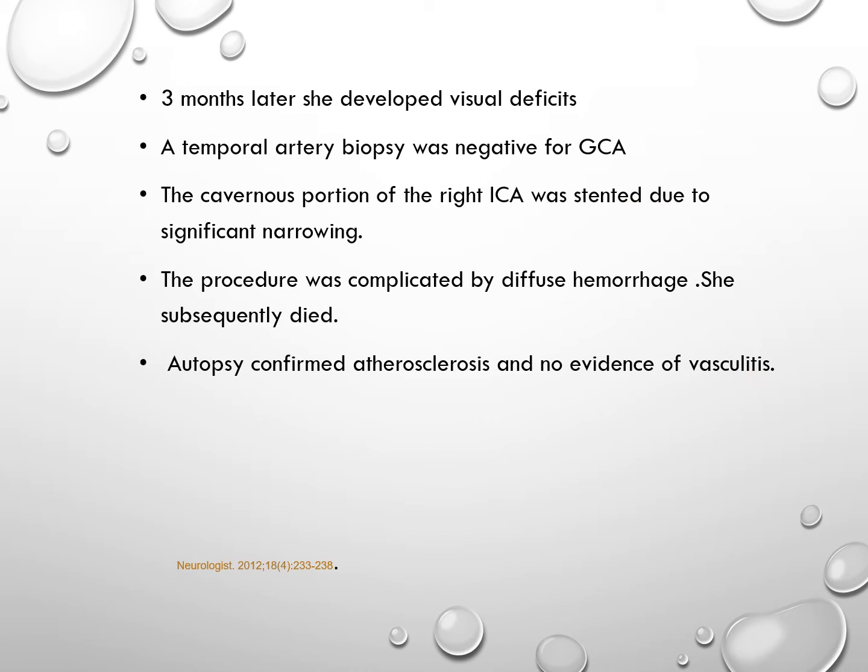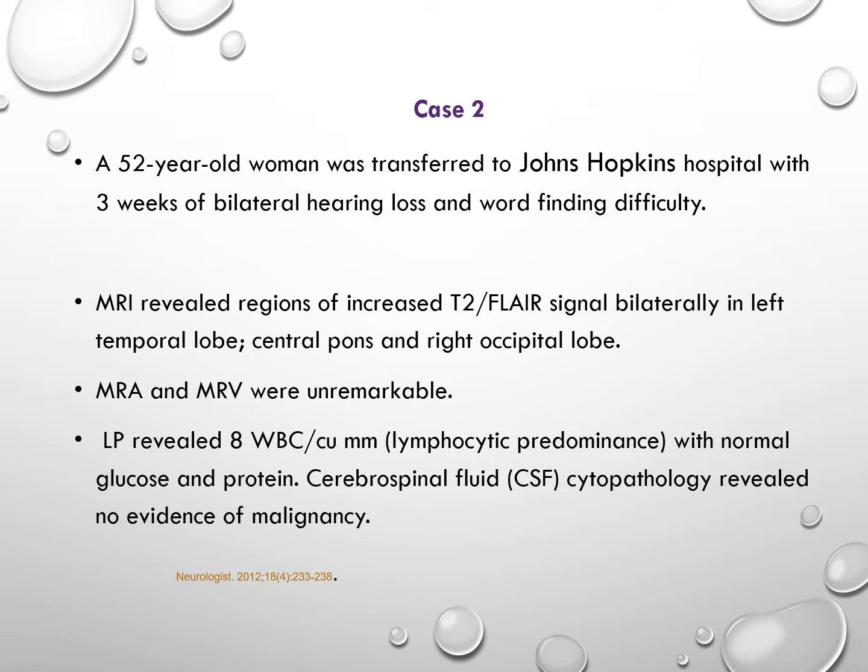Three months later, she developed a visual deficit. At that time, GCA was raised as a possible differential diagnosis. However, the biopsy showed negative results. She was treated by intervention through stenting of the internal carotid artery, and the procedure was complicated with diffuse hemorrhage, and unfortunately this lady passed away. The autopsy study of the previous lady showed that she had severe extensive atherosclerosis and no evidence of vasculitis in her histopathology results.